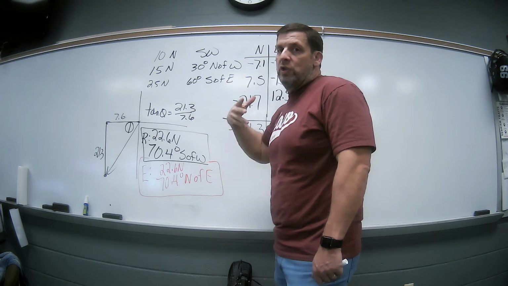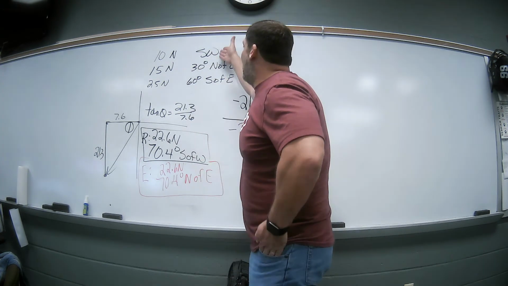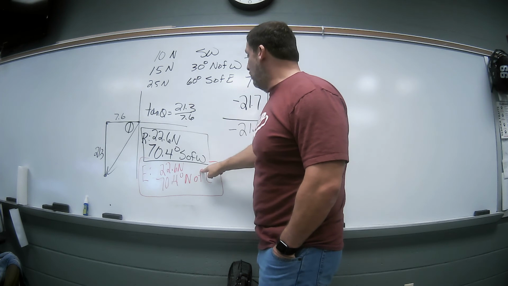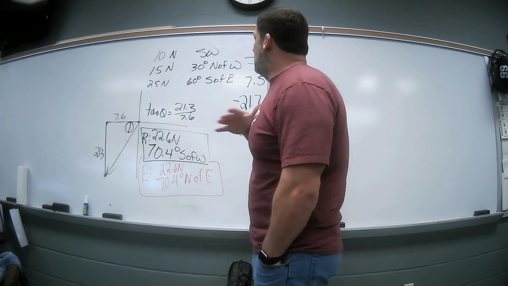Now, let me say this. As a final note, the equilibrant nullifies the resultant. In other words, if I took this vector and combined it with this, it would add up to zero. I cannot find the resultant.